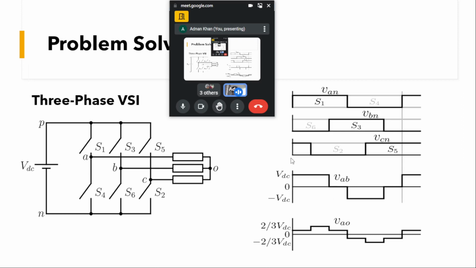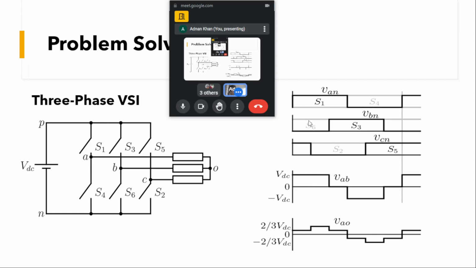If we can see this, we see that S1 will be conducting for 180 degree and S4 will be conducting for 180, and for leg B it will be shifted by 120 degree, and it will conduct for 180 degree, and C will be further shifted by 120, that is 240 from A. So here if you see, we were able to see the line voltage VAB was a quasi square waveform.